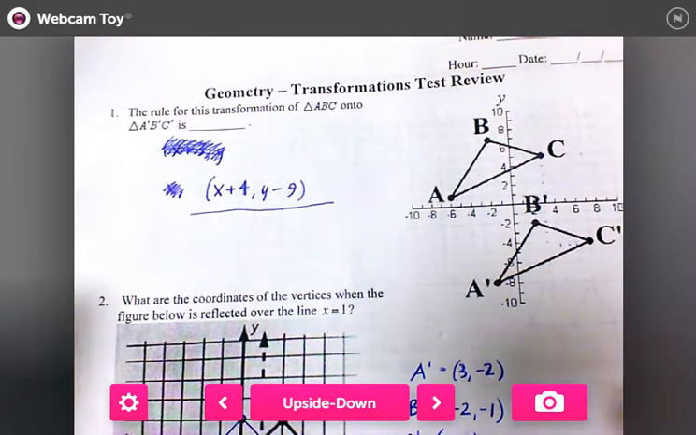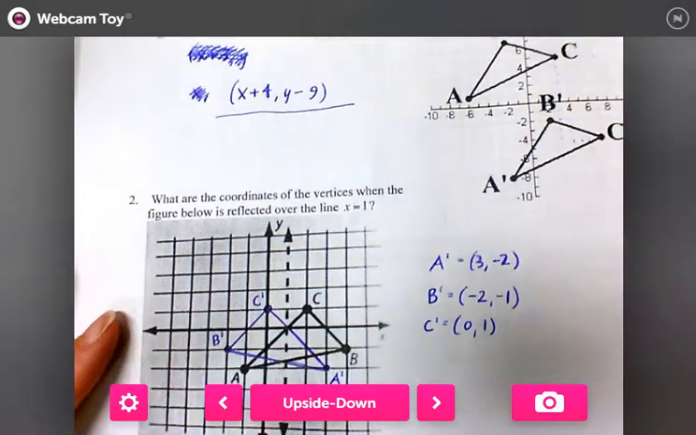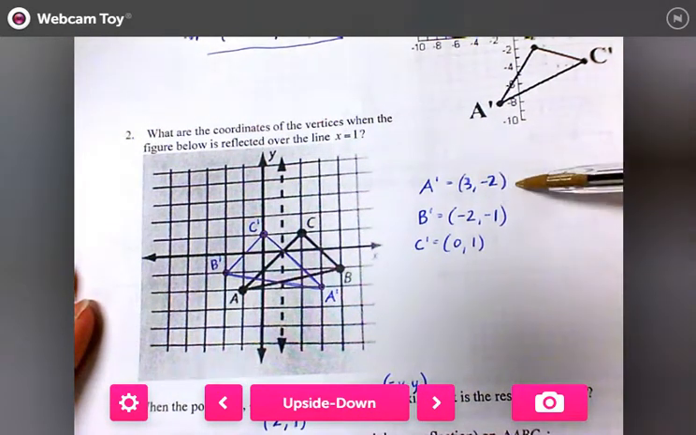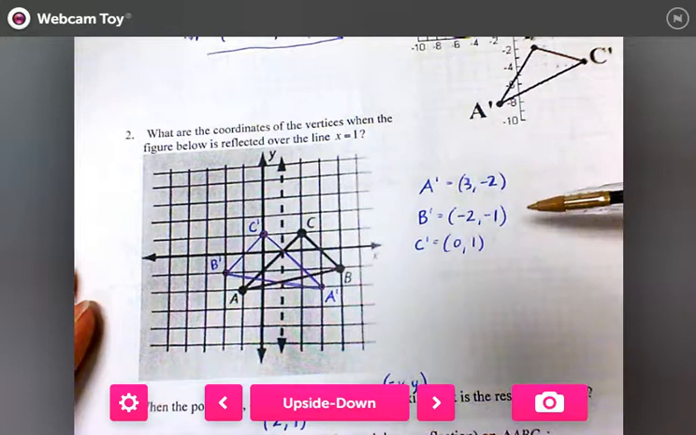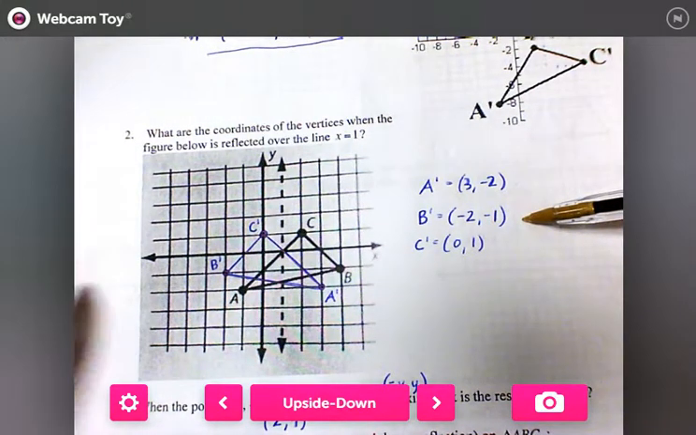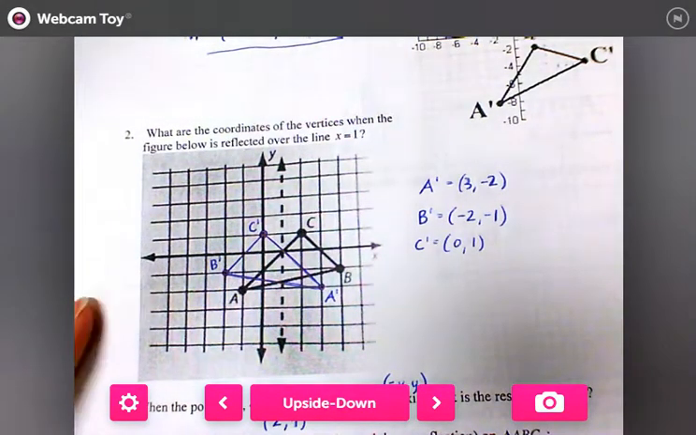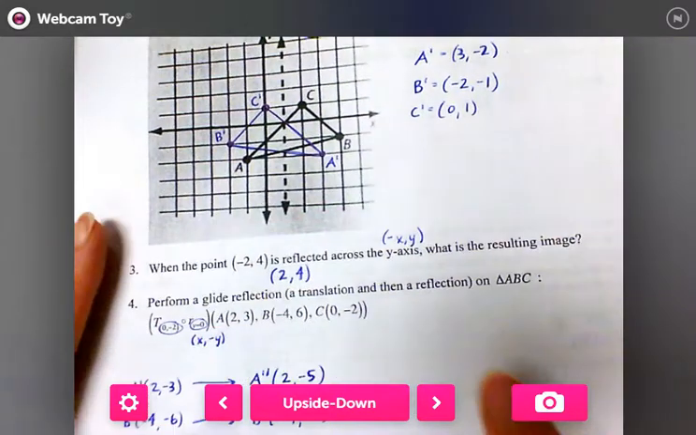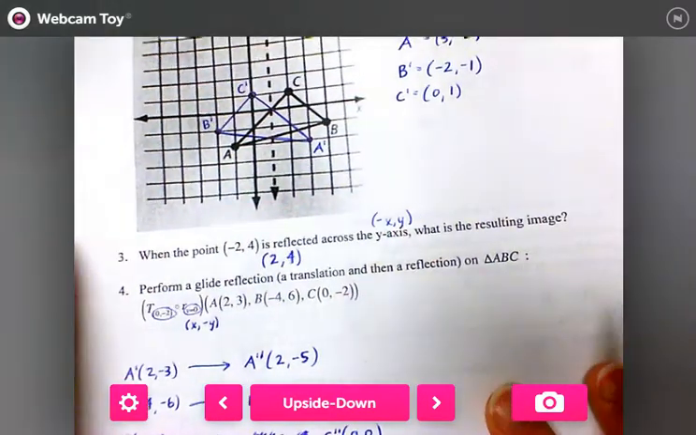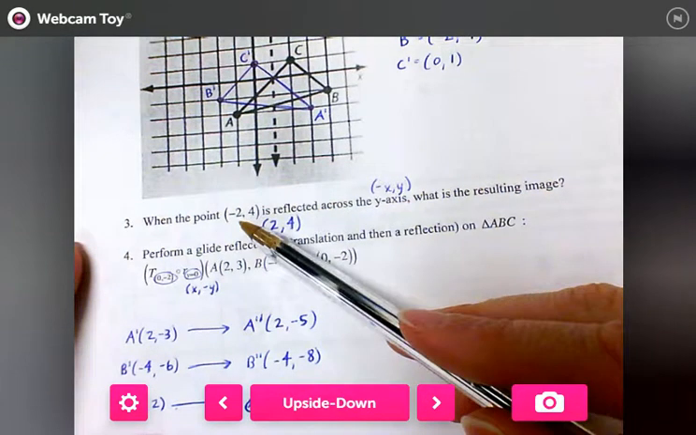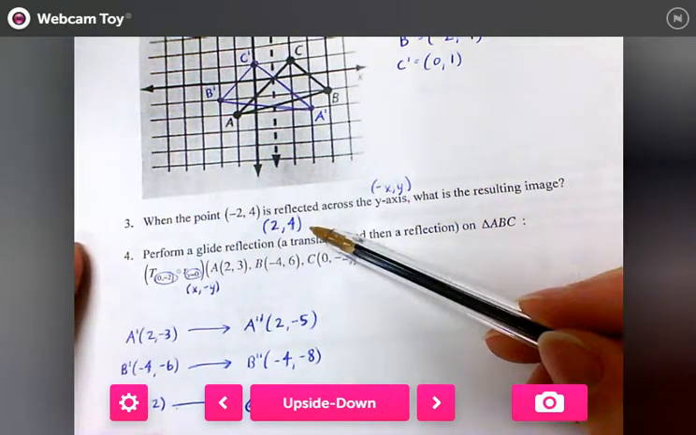Okay, number 2, we're reflecting over x equals 1. A prime then becomes 3, negative 2. B prime is negative 2, negative 1, or image. Image C is 0, 1. Number 3, we're reflecting across the y-axis, and we get 2, 4 as our answer. Negative 2, 4 becomes 2, 4.